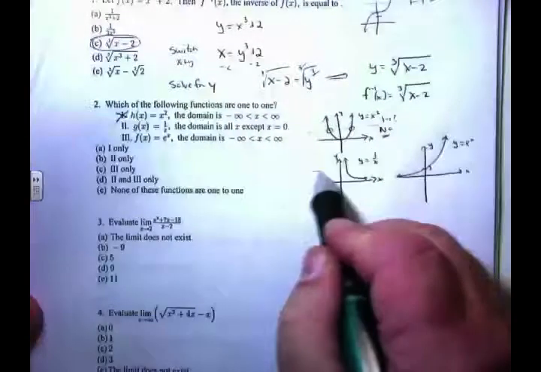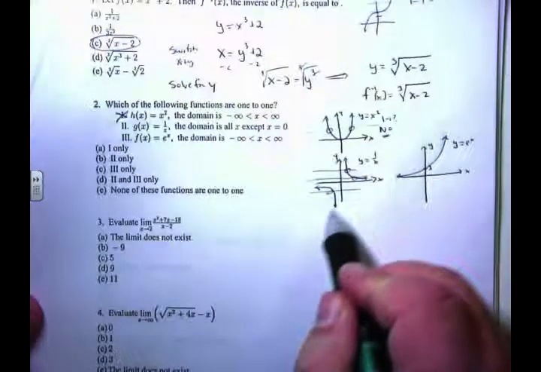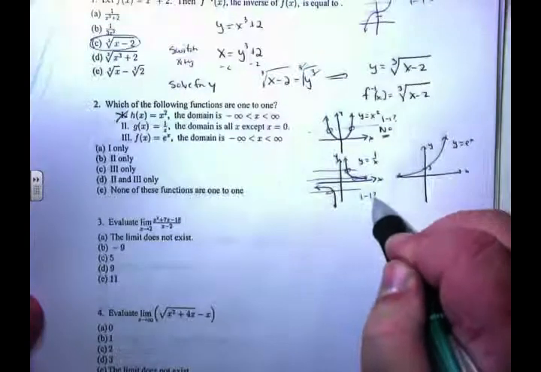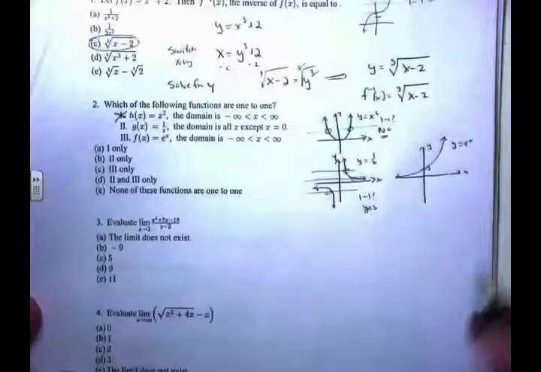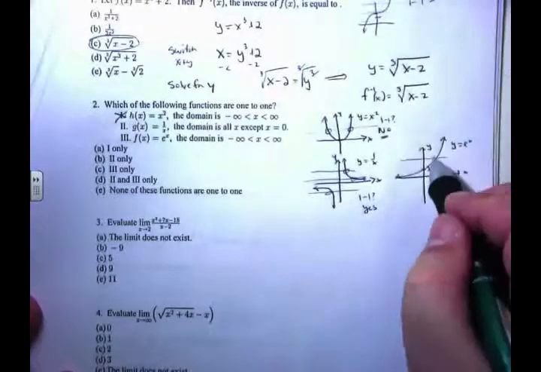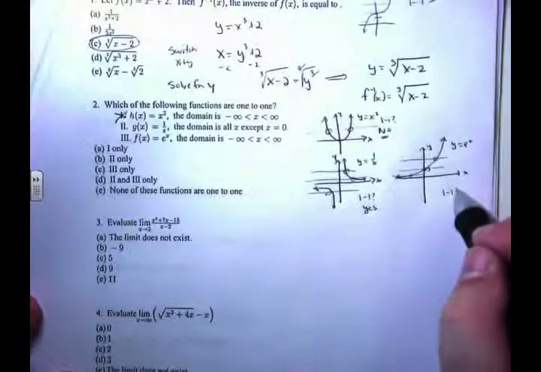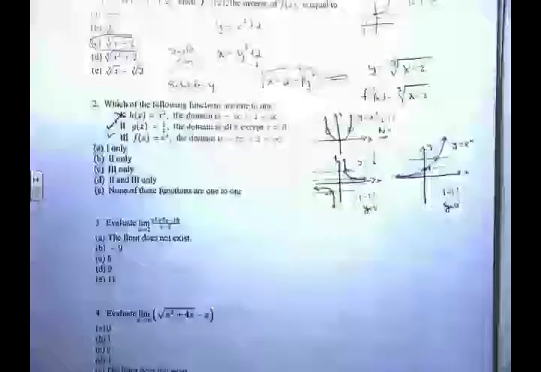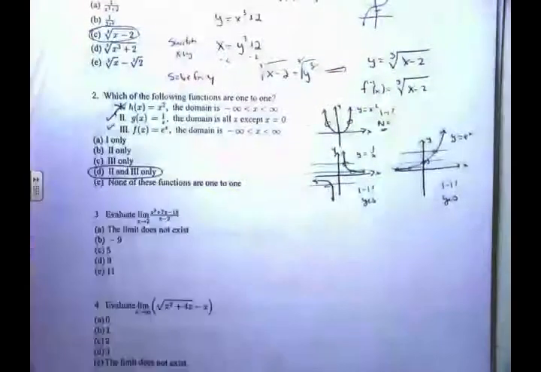Okay. Number two, is this one one-to-one? Intersects one spot, intersects one spot, intersects one spot. Any horizontal line I pick only intersects one spot. So the answer is yes. And this is your classic exponential function, e to the x. Any horizontal line only intersects at one spot. So it's, of course, yes. So I want number two and number three. So the answer is two and three only. So the answer is D.